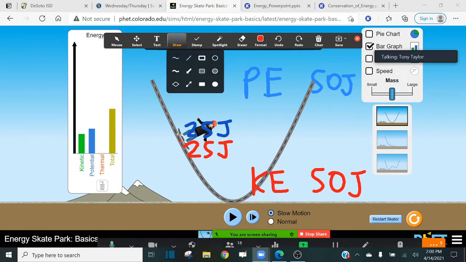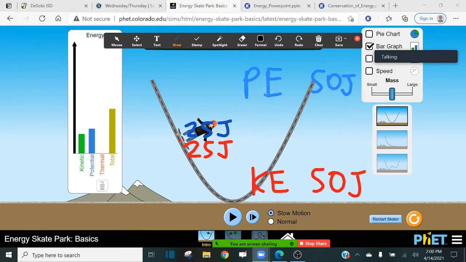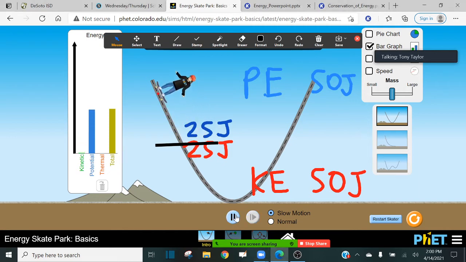So again, at this halfway point, when he's at half of his original height, he has 25 joules of potential energy and 25 joules of kinetic energy. And that makes sense, because the total energy has to add up to 50. Remember, the total energy has to stay the same. And of course, when he's at this point right here, he has 50 joules of potential energy.